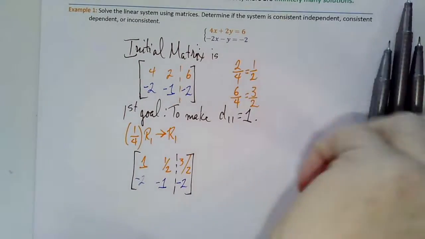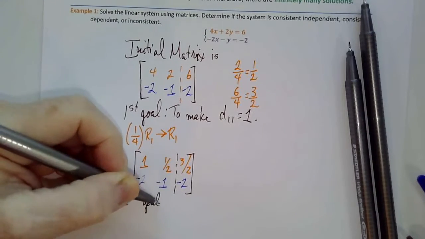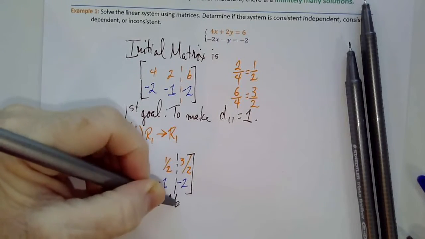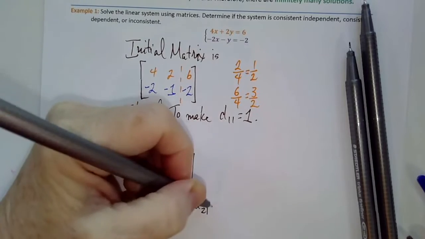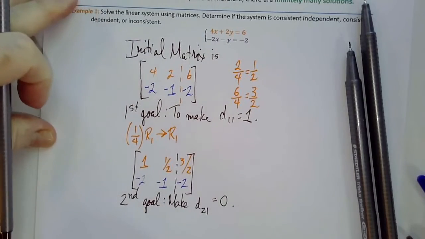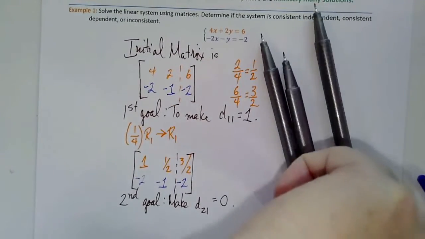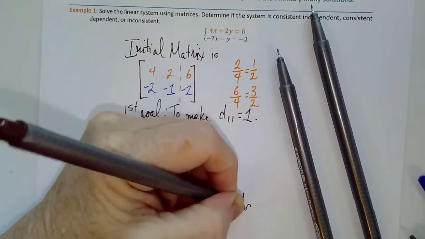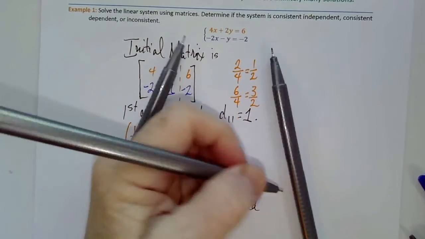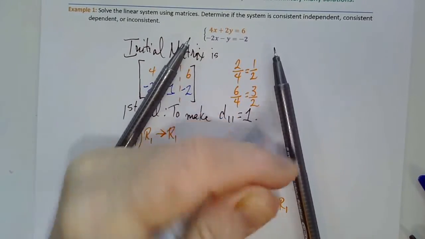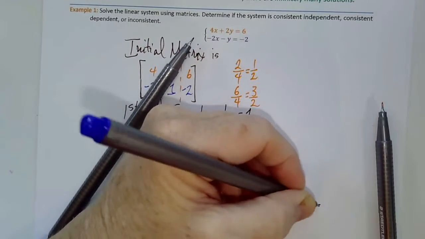Our second goal is always to make D21, the element right below the one that we just got, equal to 0. Well, that means we're going to add the opposite. So we're going to add positive 2 times row 1 to row 2 to get a new row 2.